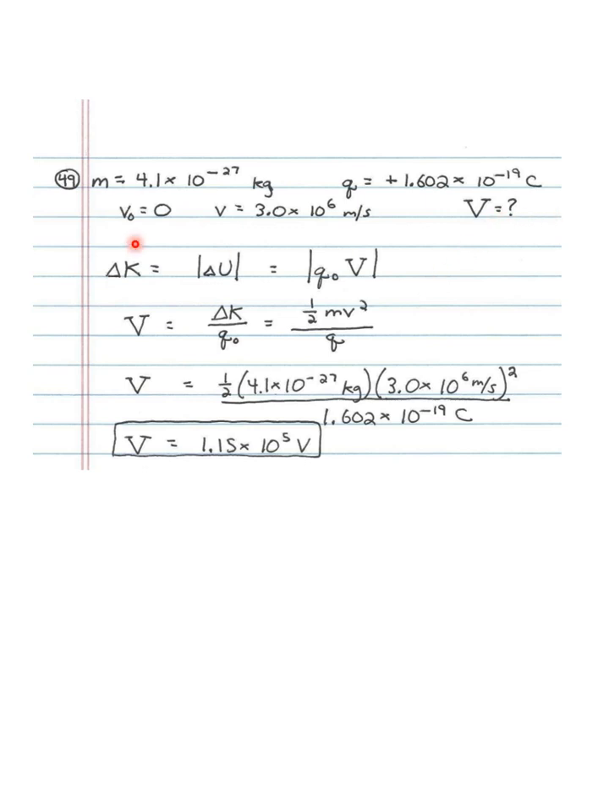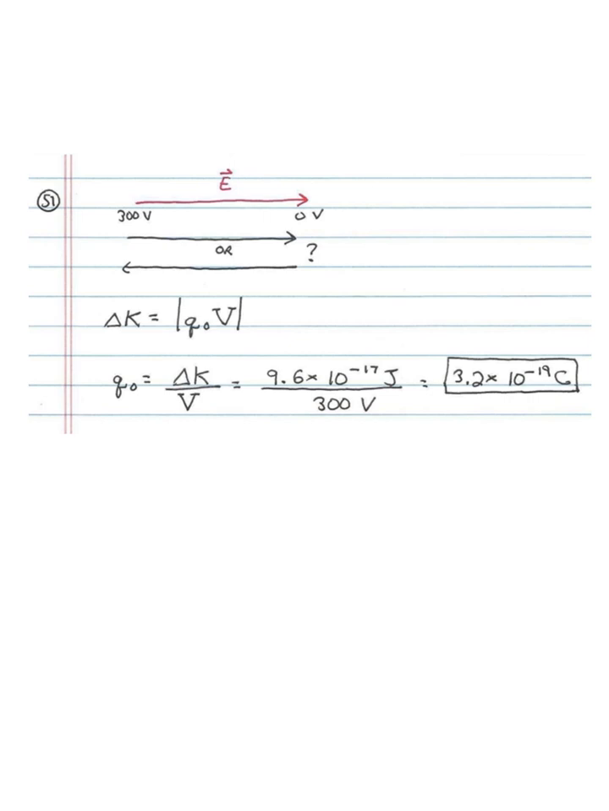Just as in the previous problem, change in kinetic energy is charge times voltage, and I've used absolute value signs because I'm not concerned with positive or negative. There's this understanding that it is gaining kinetic energy. So taking this equation, solving for voltage, that's change in kinetic energy over Q. Since it's starting from rest, change in kinetic energy is just the final kinetic energy, 1/2 m v squared, over charge. Plug in all those values, and you get a voltage of 1.15 times 10 to the 5th volts.